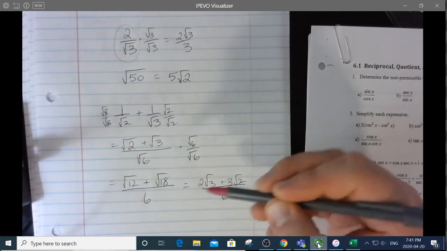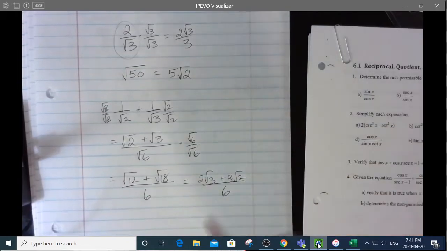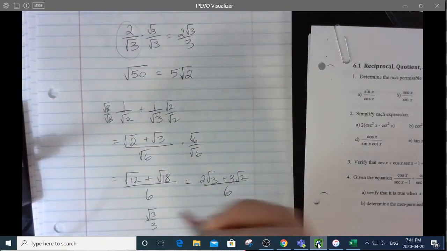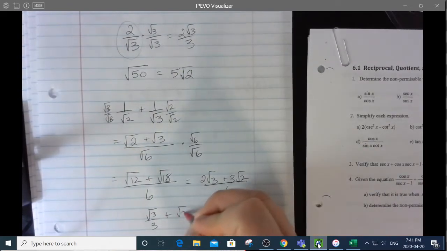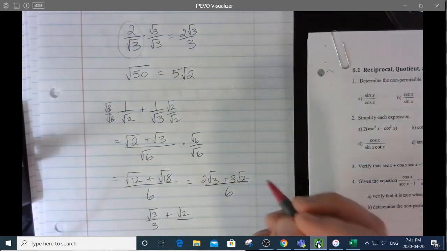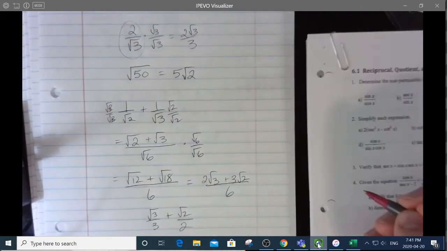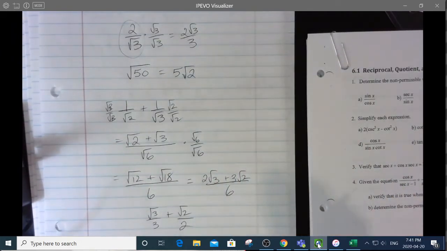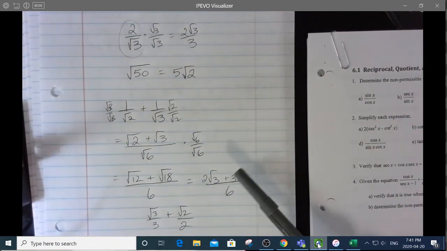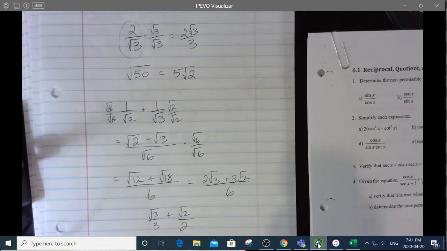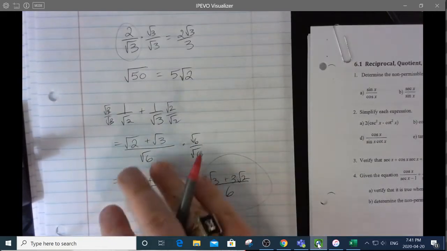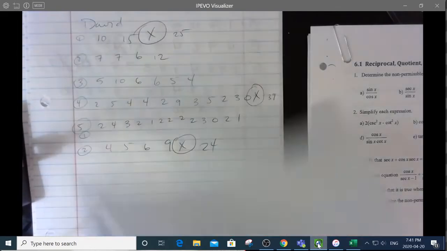Do you split it up and say that it's √3/3 plus √2/2, which is what I could have got if I'd gone back to the beginning and just rationalized the denominators and not put them together? So which is the more simple answer? Actually, to a mathematician, we'd probably go with this. So, simplification can be tricky.